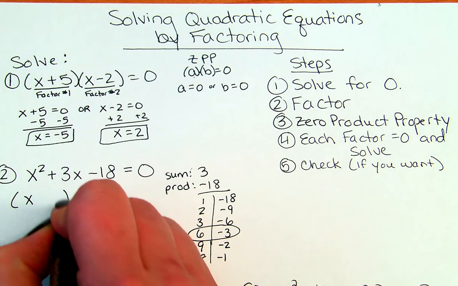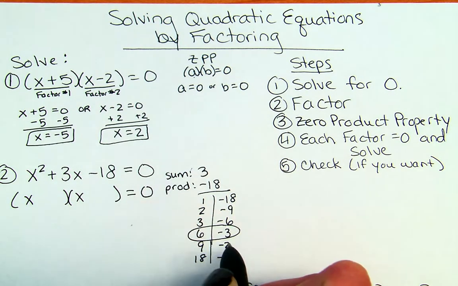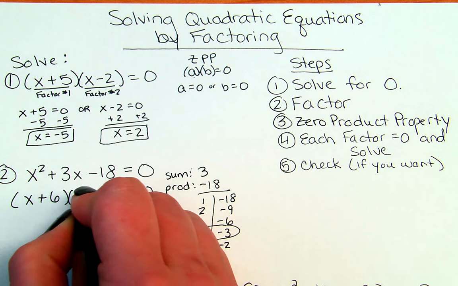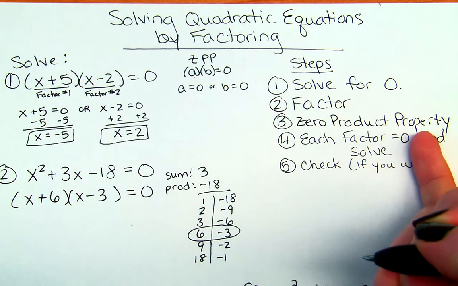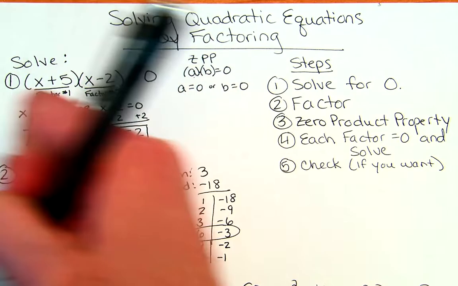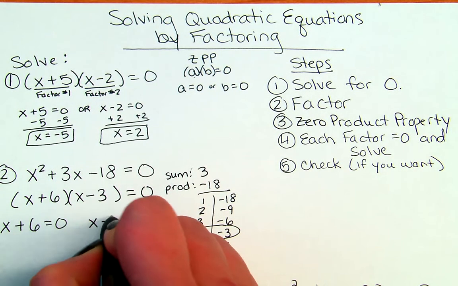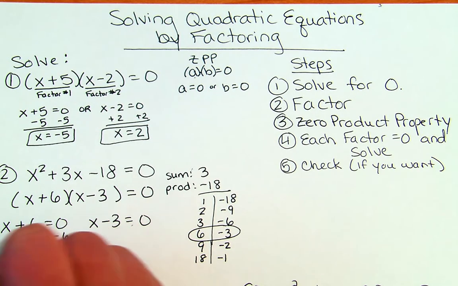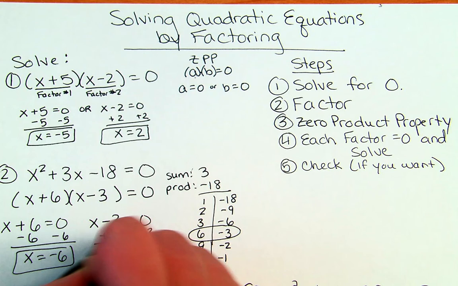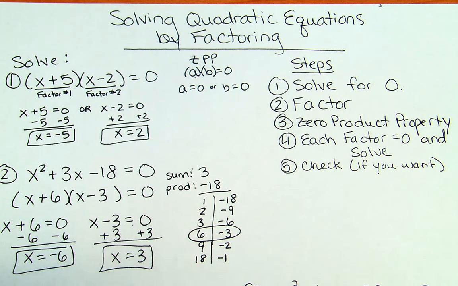So set up your two factors. It's still set equal to 0. That's very important. And now we place in our factors, x plus 6 and x minus 3. Now we have our factored form, so we're going to work on the zero product property, which is the exact same as we did in number 1. So our first factor of x plus 6 could equal 0, or our second factor of x minus 3 could equal 0. Now I'm going to solve by subtracting 6 on both sides, and I will also solve by adding 3 to both sides. These are our two solutions.